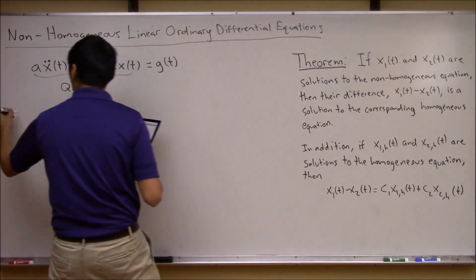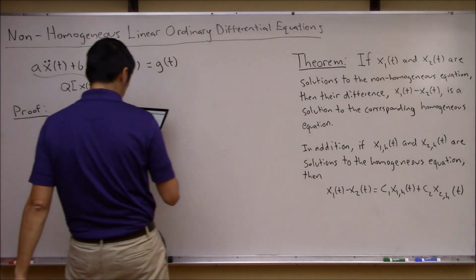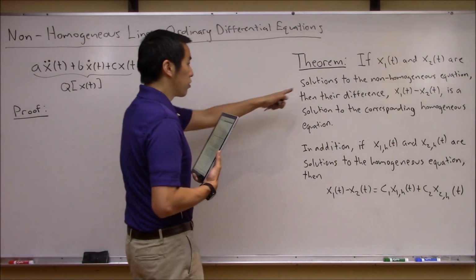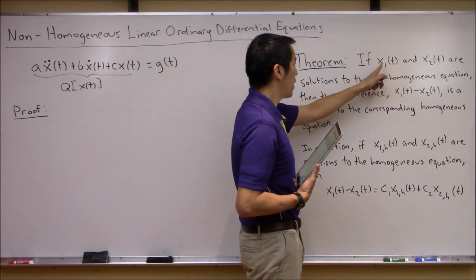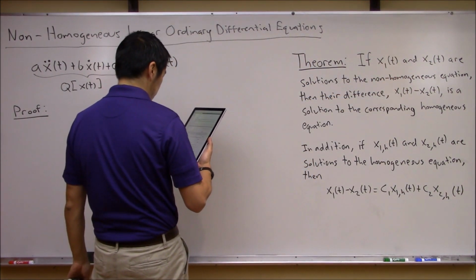So, all right, let's talk about the proof. We'll talk our way through this. So let's look at this first one. The first assumption: we know that x1 and x2 are solutions to the non-homogeneous equation.